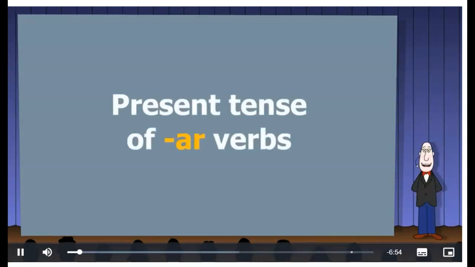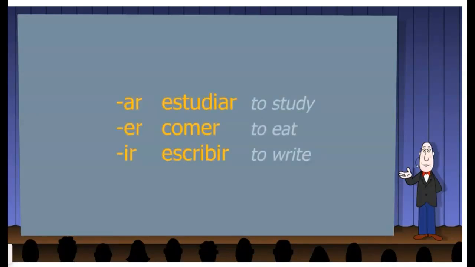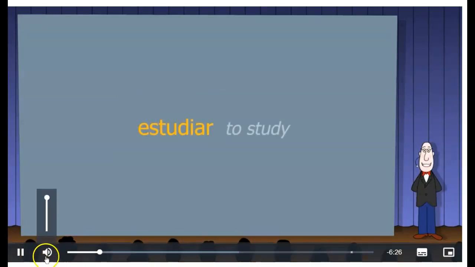Let's talk about the present tense of AR verbs. Verbs express actions or states of being. The base form of any verb is the infinitive. In English, the word to comes before the infinitive. To study, to be, and so on. In Spanish, infinitives are one word. They're divided into three groups by their endings: AR, ER, and IR. For now, let's concentrate on the forms of AR verbs like estudiar.